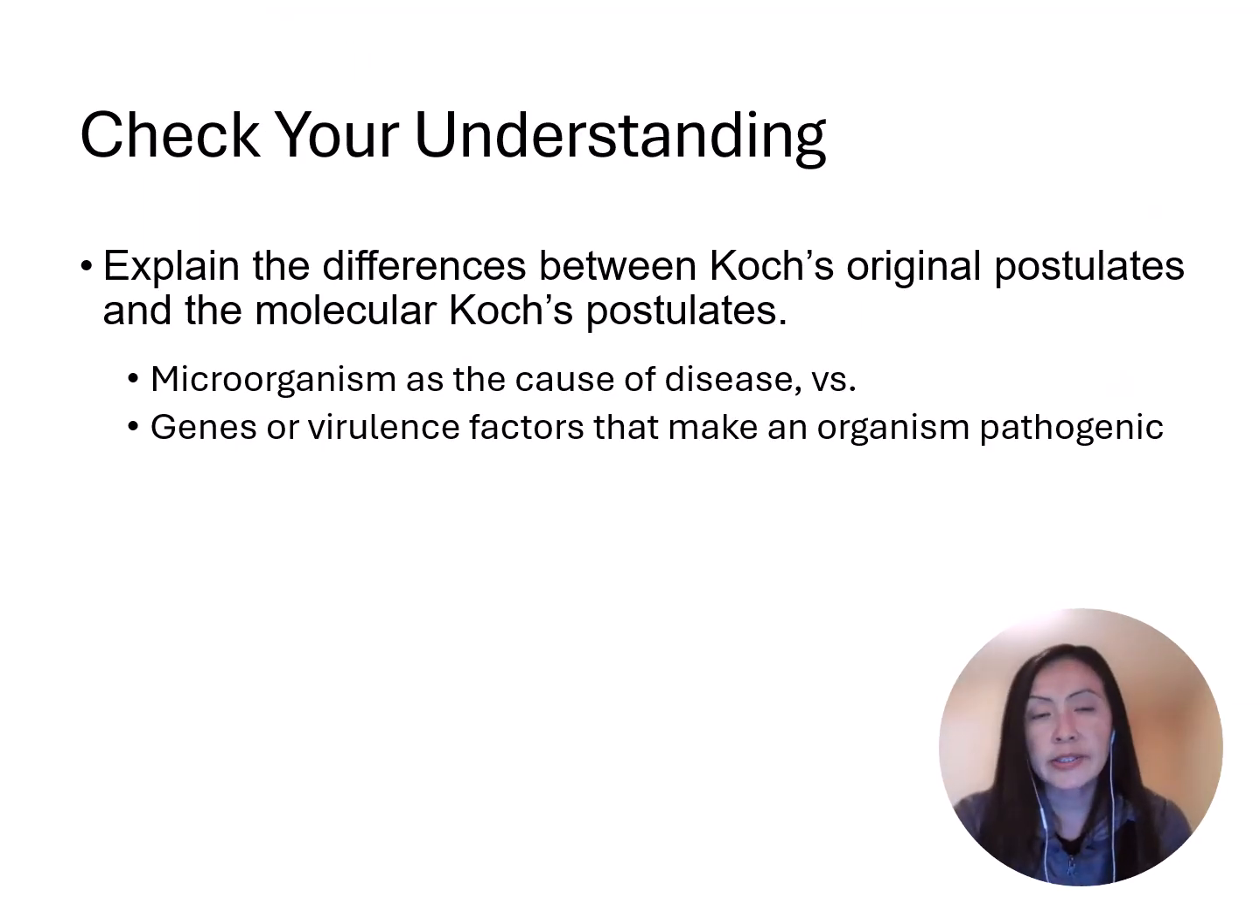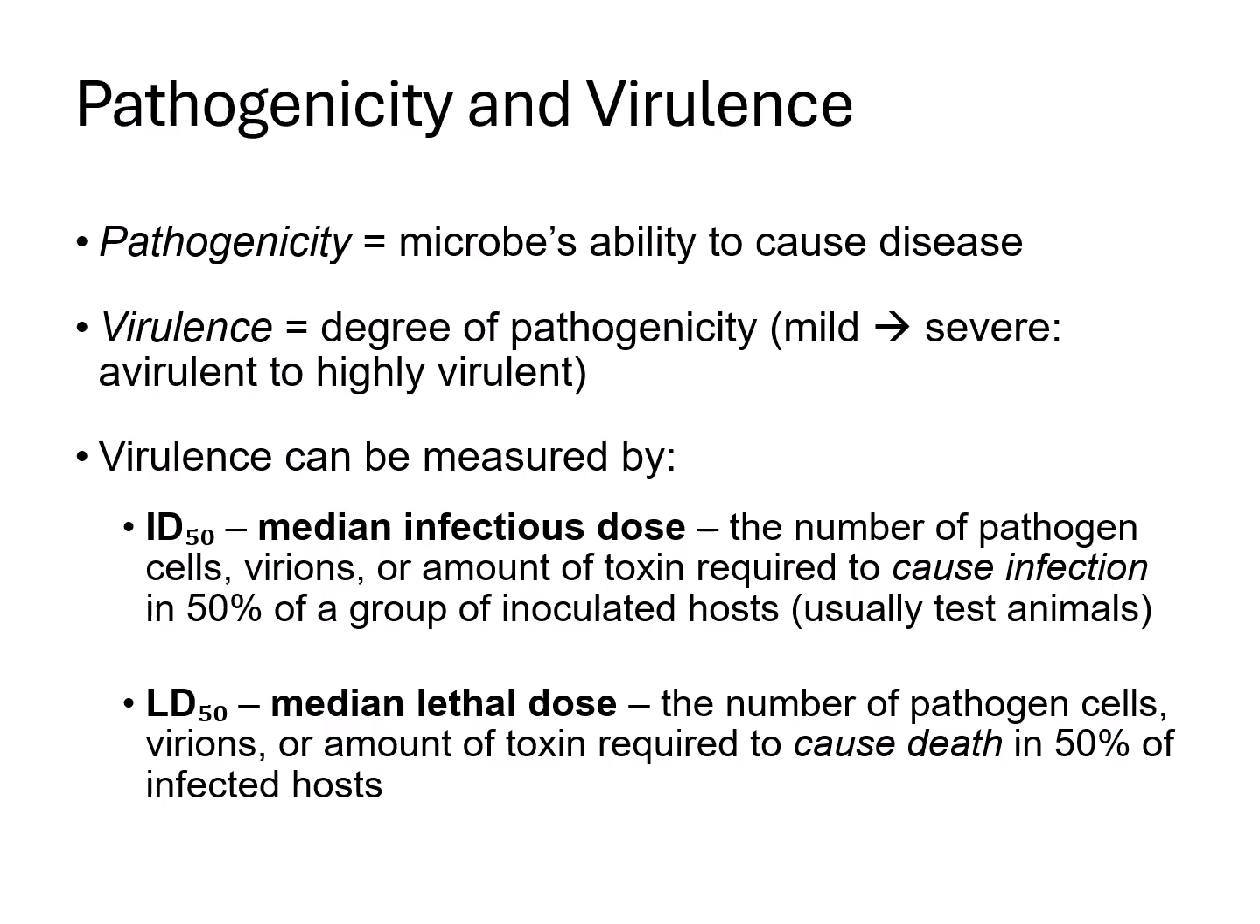This next checkpoint asks, explain the differences between Koch's original postulates and the molecular Koch's postulates. So in the original postulates, we're identifying a microorganism as the cause of disease, whereas in molecular Koch's postulates, we are identifying specific genes or virulence factors that make an organism pathogenic. For example, E. coli strains become disease-causing when they acquire toxin genes, like we saw in E. coli 0157H7. Next, let's define two important terms.